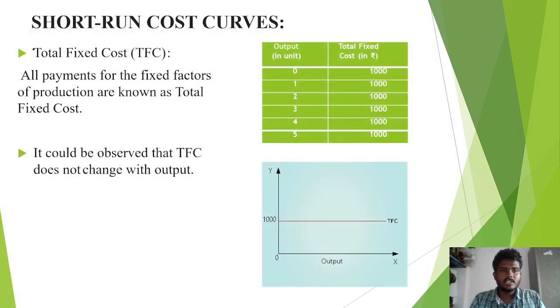Next, we can go into the short run cost, and here we are going to see the total fixed cost. A total fixed cost is nothing but a fixed cost. Already we know the fixed cost, so it can be fixed. It cannot be changed even when the total output changes.